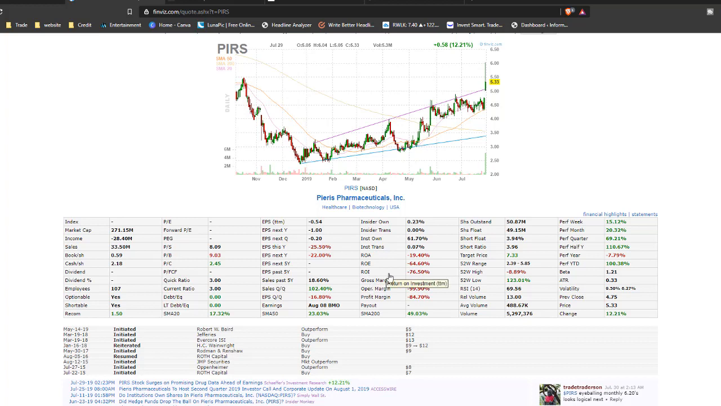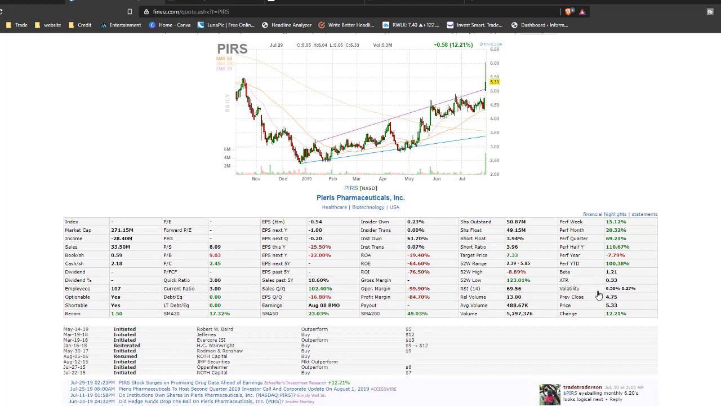The other important fundamental aspect is the market cap. Market cap is 271 million. The income for the stock is 28.4 million. The other thing that we need to know is the average true range. That means on average, on a daily basis, the stock moved 30 cents. So we can actually calculate our risk management, our risk per trade, based off of this ATR, average true range.